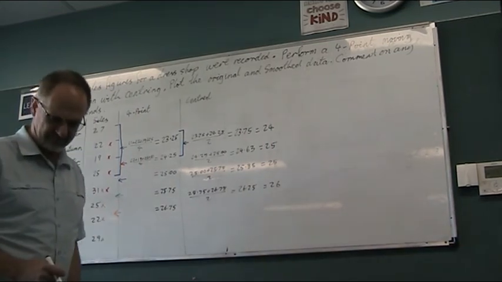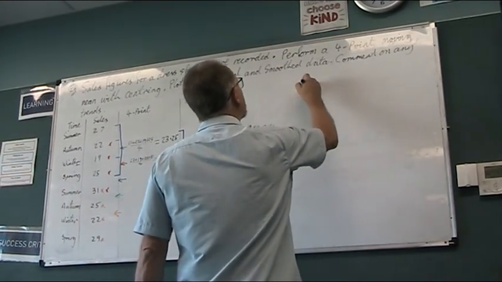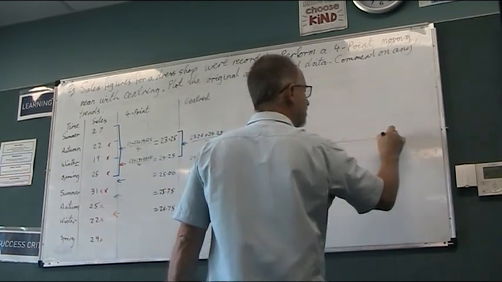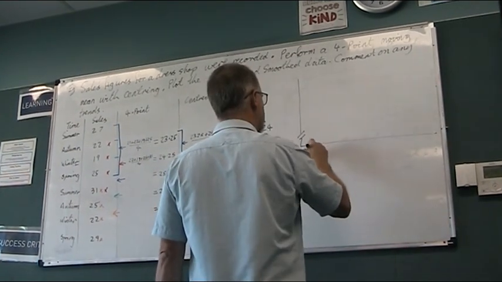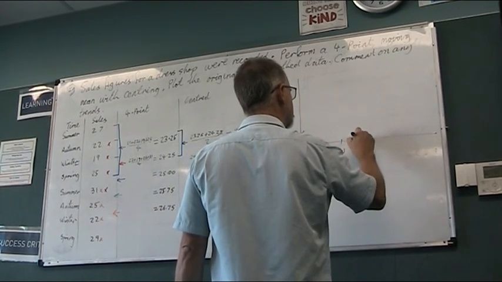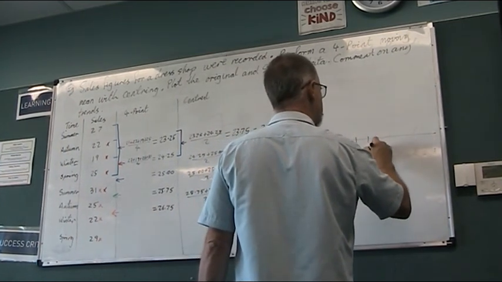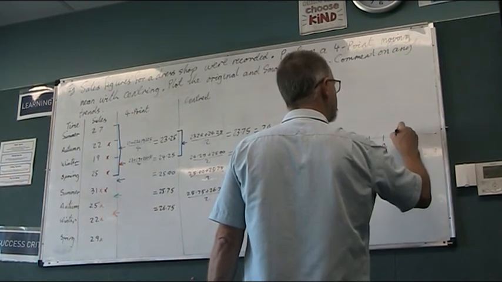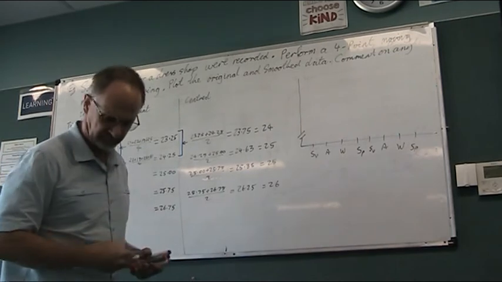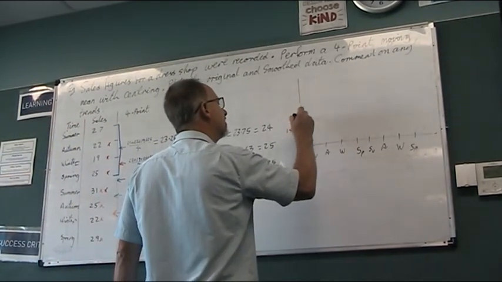All right. Then it says plot and make some sort of comment on any trend. So I'm going summer, autumn, winter, spring, summer, autumn, winter, spring. And up the side here, I'm going to go 15, 20.